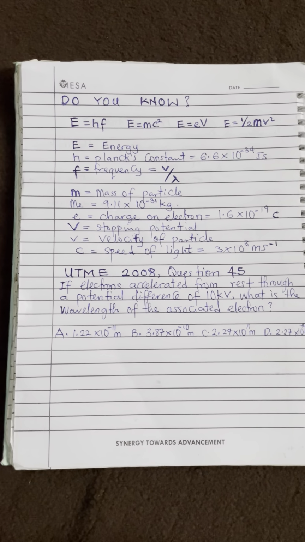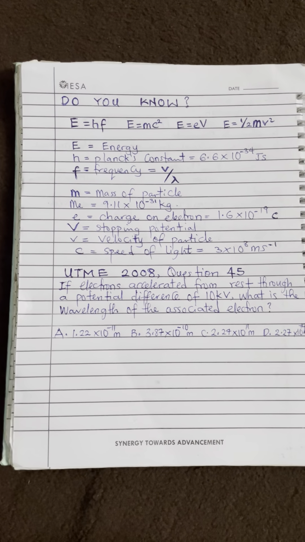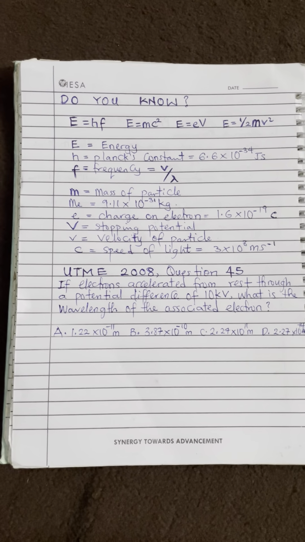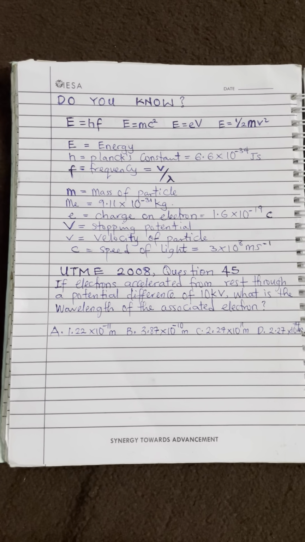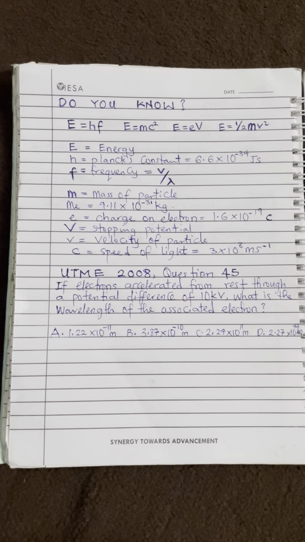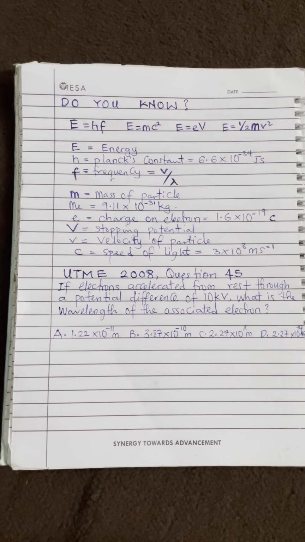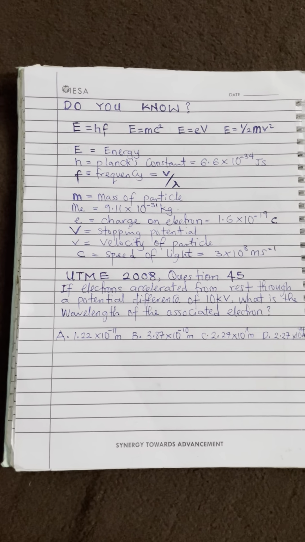Now let's consider this question, UTME 2008 question 45. The question says, if an electron is accelerated from rest through a potential difference of 10 kilovolts, what is the wavelength of the associated electron? So if you look at the question, they are talking about an electron. Automatically the mass of the electron will be 9.11 times 10 raised to power minus 31 kilogram. You can see from the question that we've been given potential difference, and I'm looking for wavelength. So the first thing I want to do is calculate the velocity of the electron. So how do we go about that?